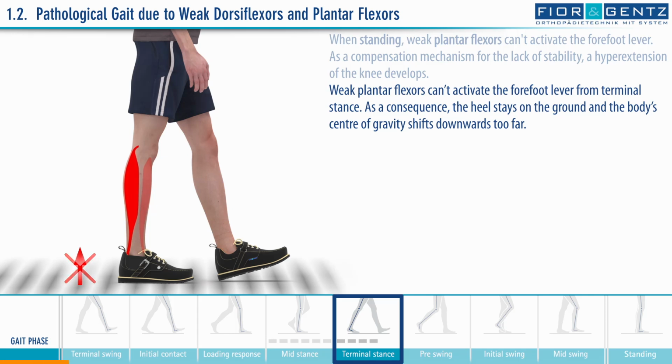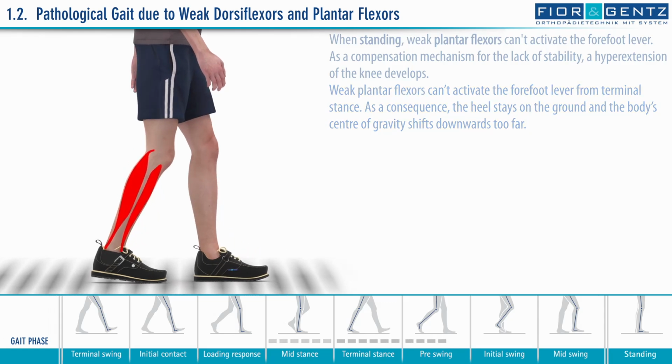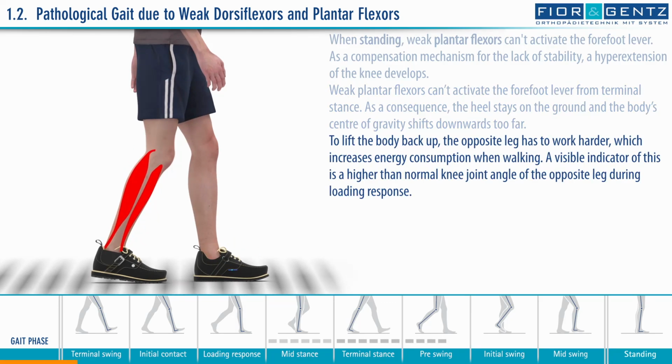Weak plantar flexors can't activate the forefoot lever from terminal stance. As a consequence, the heel stays on the ground and the body's center of gravity shifts downwards too far. To lift the body back up, the opposite leg has to work harder, which increases energy consumption when walking. A visible indicator of this is a higher than normal knee joint angle of the opposite leg during loading response.